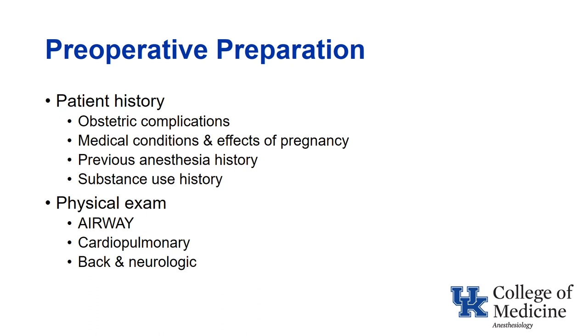Secondly, what about other medical conditions that are pre-existing, comorbidities such as cardiac disease, asthma, neurologic conditions? And not only are those comorbidities present, but how has the pregnancy affected the patient? Has her asthma gotten worse? Has it gotten better? Things like that. That's important information to acquire as we see the patient and start to develop an anesthetic plan.